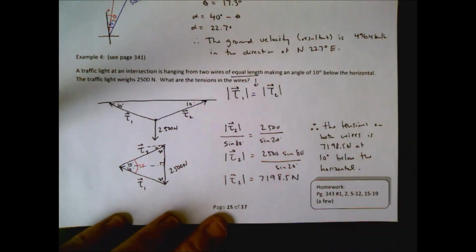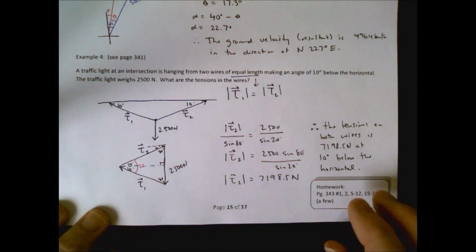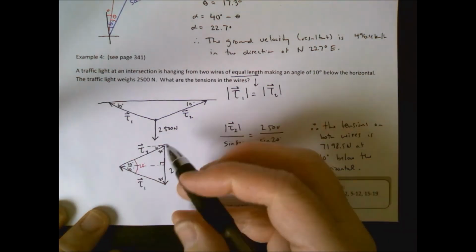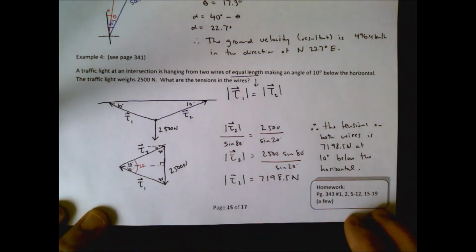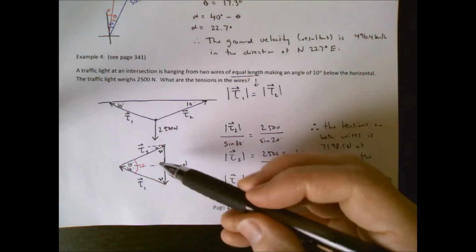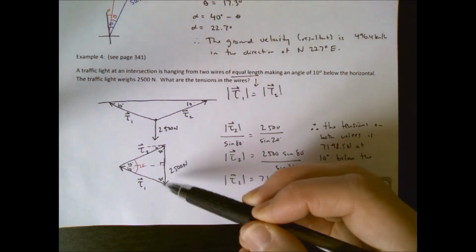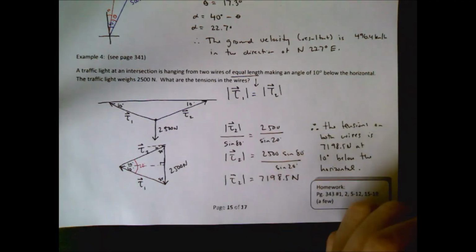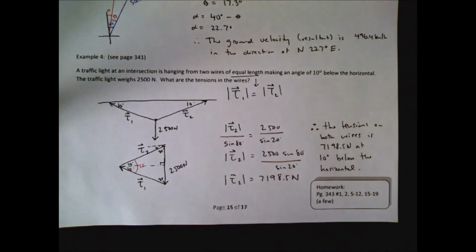So the key to this one here is rearranging this vector tip to tail, because you know that the three vectors here are working in equilibrium. That means if you add those three vectors up, you get the vector of 0. If it wasn't a vector of 0, then either the traffic light would come crashing down or the traffic light would start floating up in the air, which of course falling down is a little more realistic than floating up in the air, but that is that.